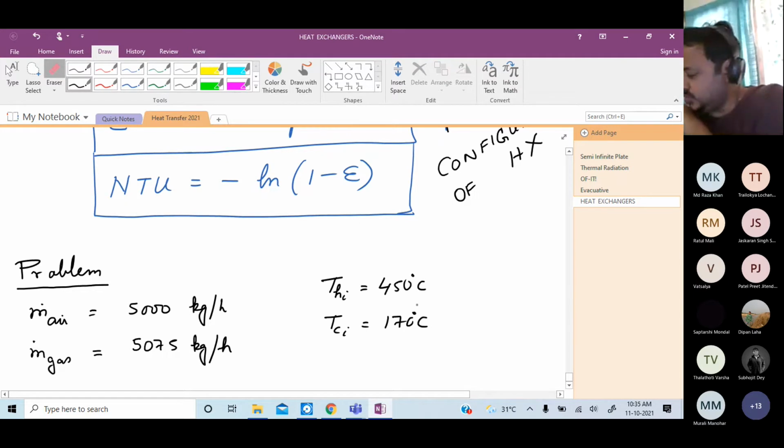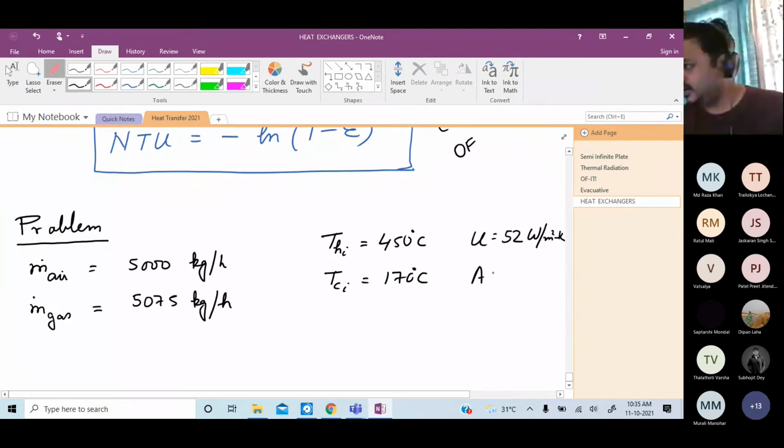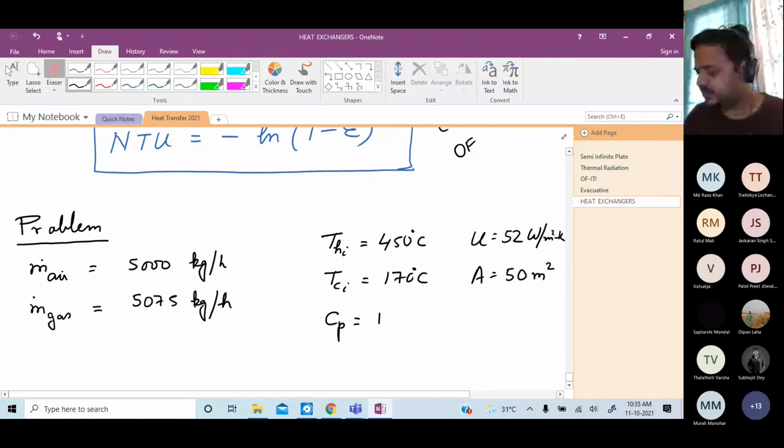U is equal to 52 watt per meter squared Kelvin, and A is 50 meters squared. And Cp, you can assume it to be the same, 1050 joules per kg Kelvin for both hot gas and air.